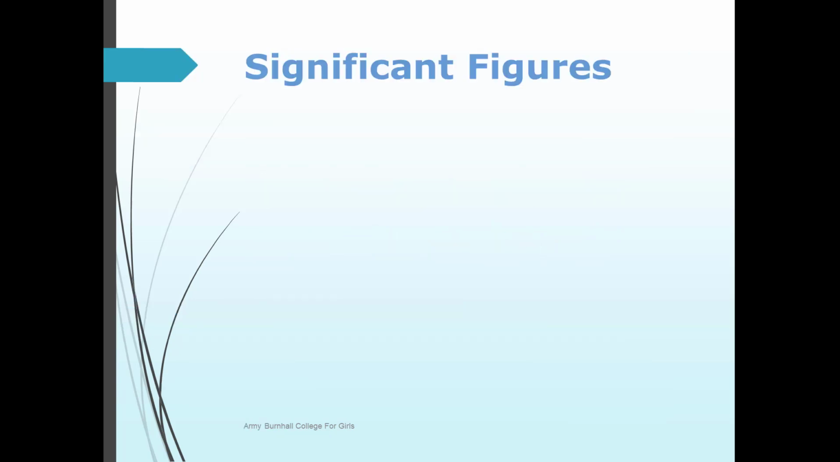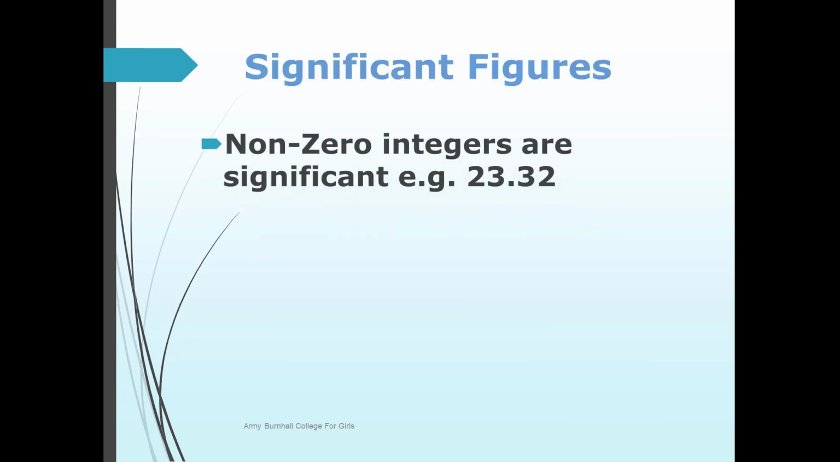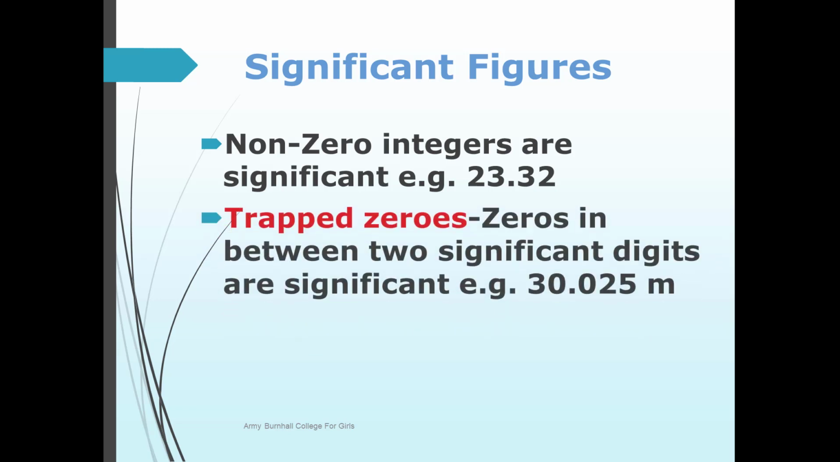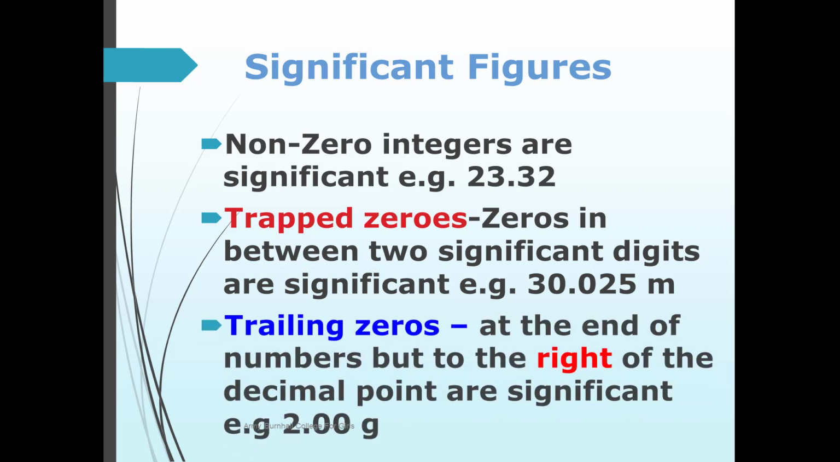Okay, so as we have discussed about rules of significant figures, non-zero integers are significant. For example, the number 23.32 contains all numbers which are significant. Trapped zeros or zeros in between two significant digits are significant. For example, 30.025 meters contains two zeros which are significant. Trailing zeros, the zeros at the end of numbers but to the right of the decimal, are significant. For example, 2.00 grams, both zeros are significant.